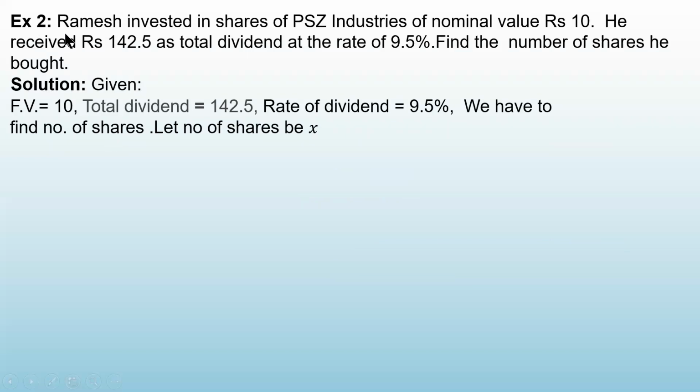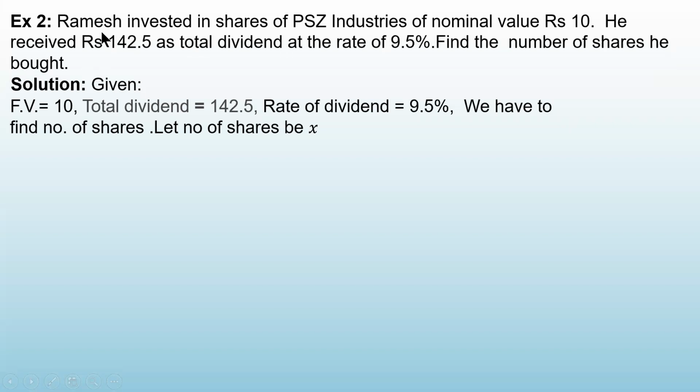Second example. Ramesh invested in shares of PSZ Industries of nominal value rupees 10. See, in this problem, instead of the word face value, the word nominal value is used. So as I told you, par value, face value, nominal value, they are all same. He received rupees 142.5 as total dividend at the rate of 9.5%. Find the number of shares he bought.